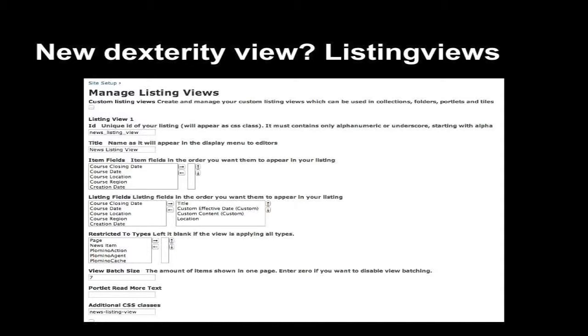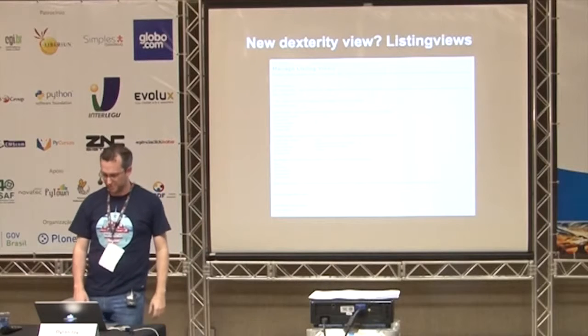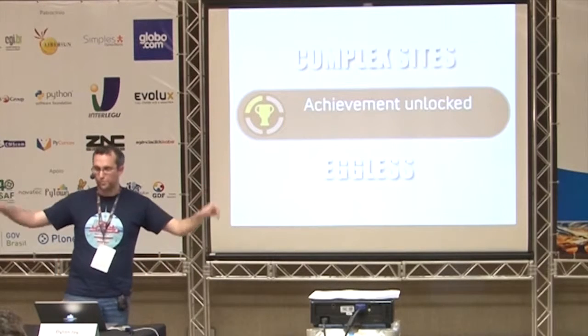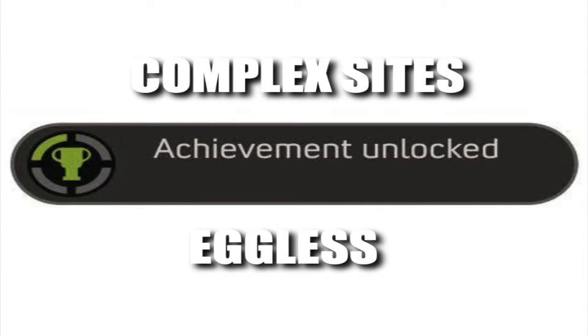You've got the item fields. These are things taken from the current context of the item. And then if that context happens to be a folder or a collection, then it will also list all of these. And then you've got this editor where you can edit these custom fields and they can be TAL expressions. So we've done complex sites and we've done them completely without deploying any customer-specific eggs.